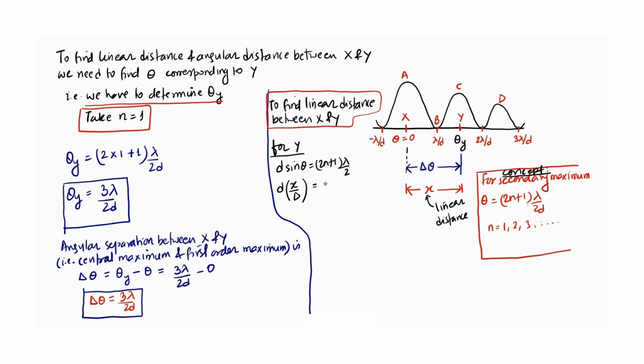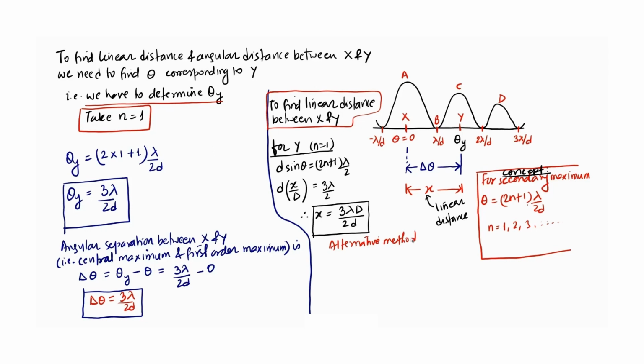So this equals, and we have n equals 1 for y. Therefore, on putting n equals 1 on this side, we get 3 lambda by 2. Therefore, x equals 3 lambda D by twice d. So this is the linear distance. So we have this, or alternatively, we can solve in this way also, okay?